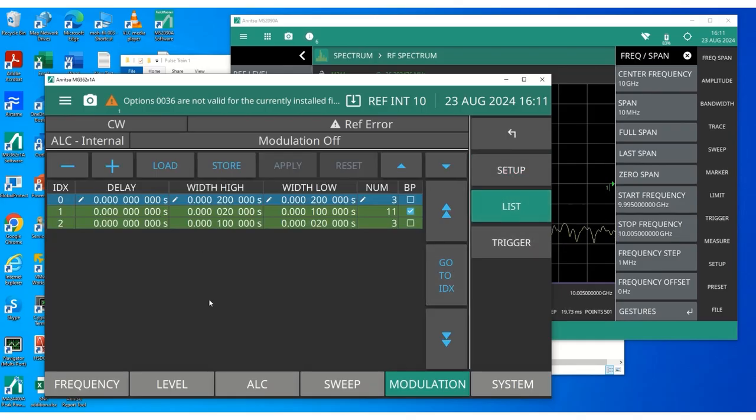And I have defined 3 pulse bursts. The first pulse burst is the one with 200 microseconds high and 200 microseconds low to be repeated 3 times. The second is a very narrow pulse, 20 microseconds high and 100 microseconds low to be repeated 11 times. And the third is 100 microseconds wide but 20 microseconds low to be repeated 3 times.